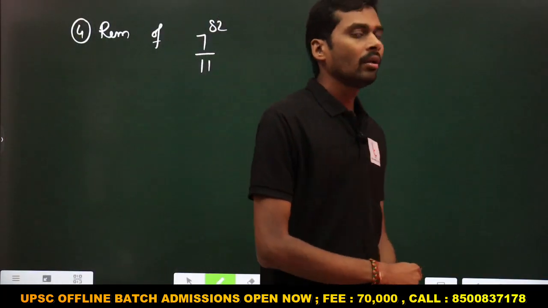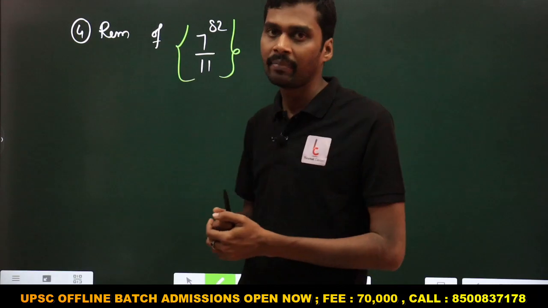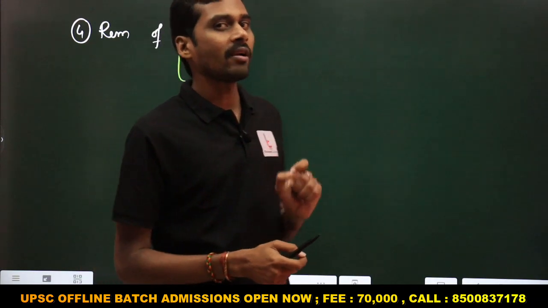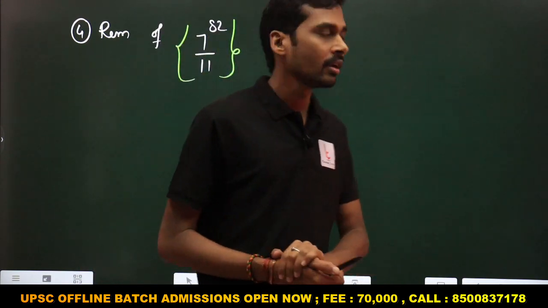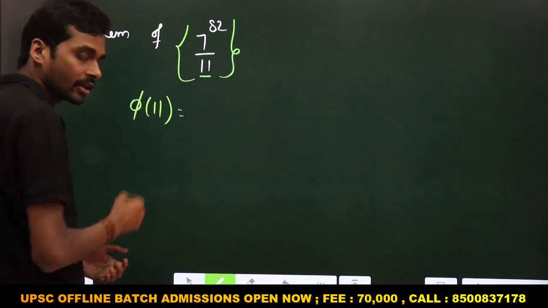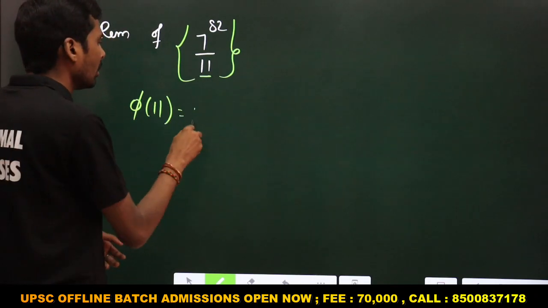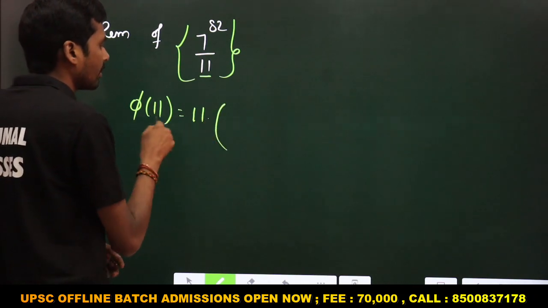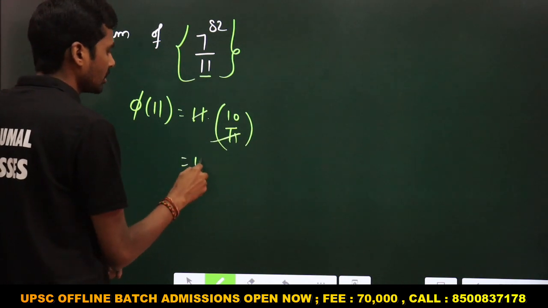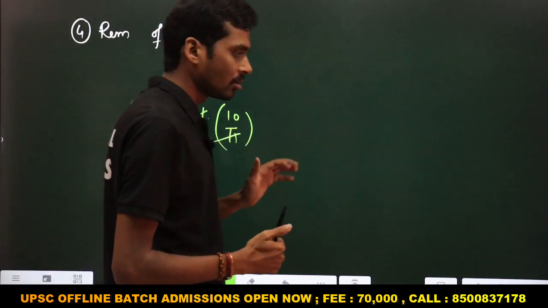So the next number. What is the remainder of 7 to the power of 82 divided by 11? To find the remainder of any problem, first immediately find the denominator's totient number. So the denominator number is 11, so phi of 11. By the way, 11 is also a prime number, so I don't need to separately write it as a product of prime numbers because we have only 11. So 11 into 1 minus 1 by 11, which means 10 by 11. So phi of 11 is 10. Now what is the power of the numerator? 82. So both are not the same.